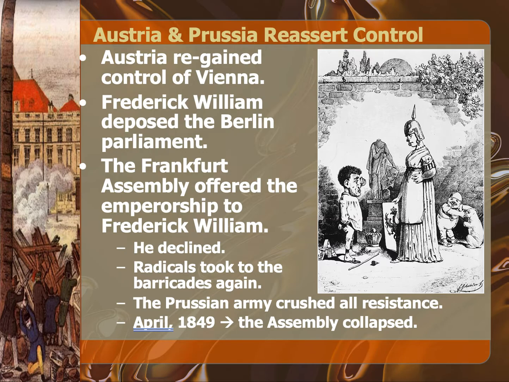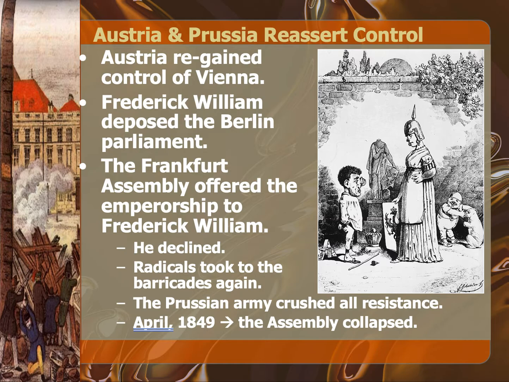Austria regains control of Vienna with the revolutions they were dealing with. Frederick William deposes the Berlin parliament, so he gets rid of his uprising that was happening. The Frankfurt Assembly offers Frederick William to become the Emperor of Germany. But he declines. The reason he declines is because he doesn't want the crown to be offered to him. He wants to be the one that sets the rules and dictates what type of government Germany is going to want to have. He doesn't want to be told what to do by these liberals.